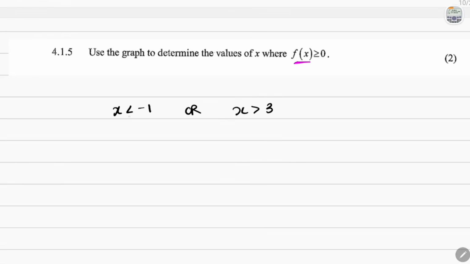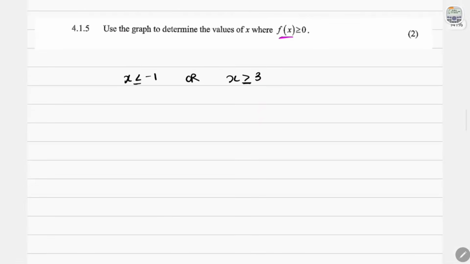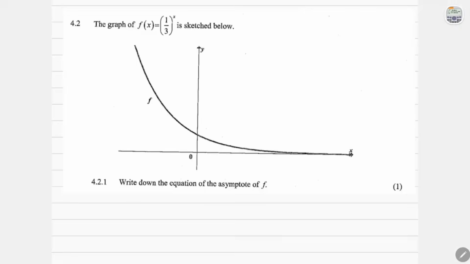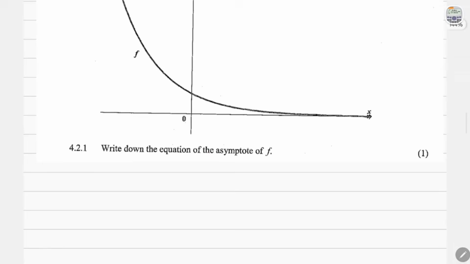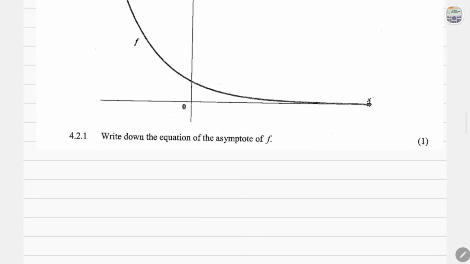So x is less than or equal to -1, or x is greater than or equal to 3, and those are our answers. And moving on to the next question. Question 4.2 says, the graph of f of x is equal to 1 over 3 raised to the power of x is sketched below. So this is an exponential function. And they want us to write down the equation of the asymptote of f.